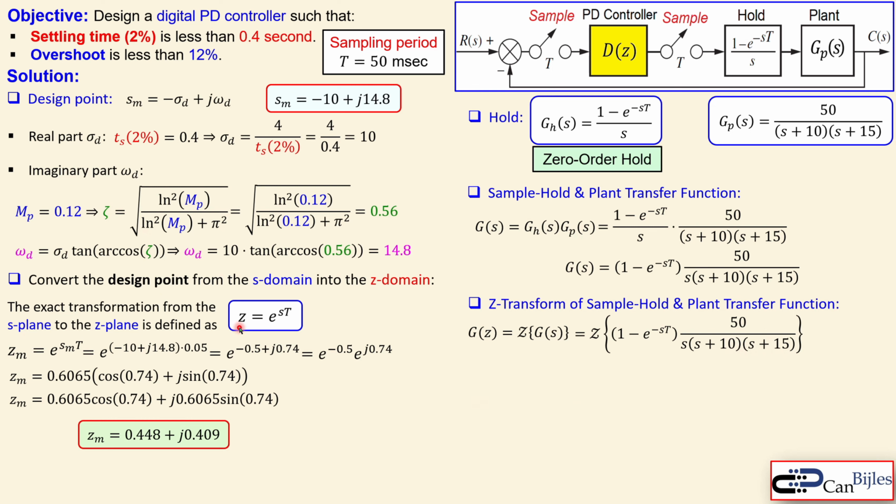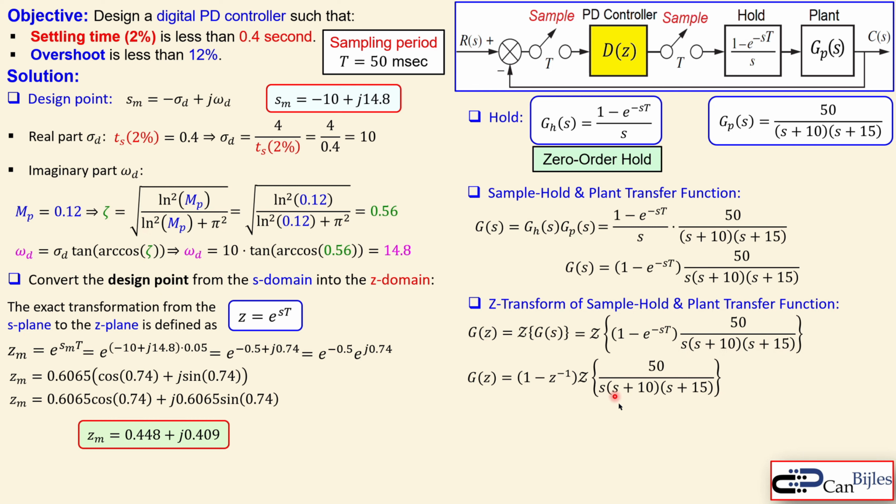We know Z is equal to e to the power sT. So e to the power minus sT, this part here, is only Z to the power minus 1. So we can take it out, and that will also make it easier to calculate the Z transform. So let's take this out and make that directly Z to the power minus 1, and then only take the Z transform of this 50 over S times S plus 10 times S plus 15.